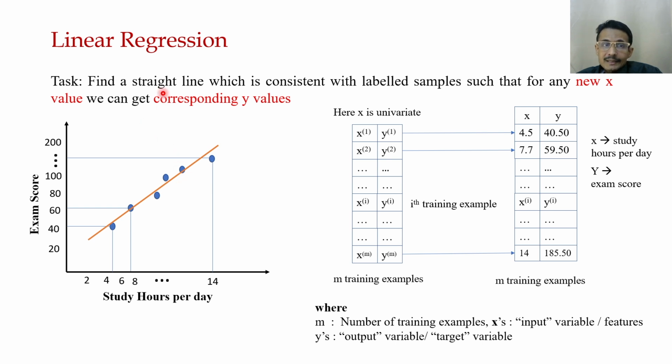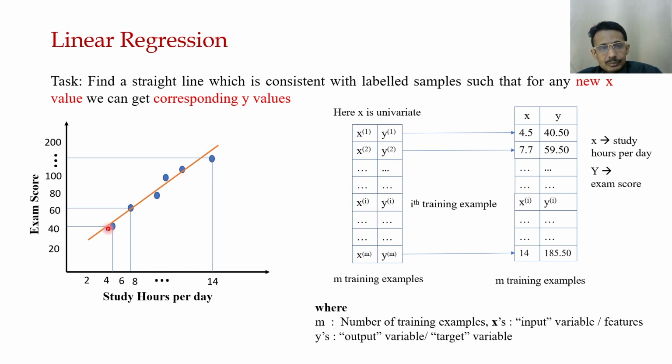Now what is the task of linear regression? We have to find a straight line. Why a straight line? Because ours is linear, a single-variable linear regression. So we have to find a straight line that is a good representation of these data points with their labeled samples, such that for any new x that comes in, we can get the corresponding y value. That is very important.